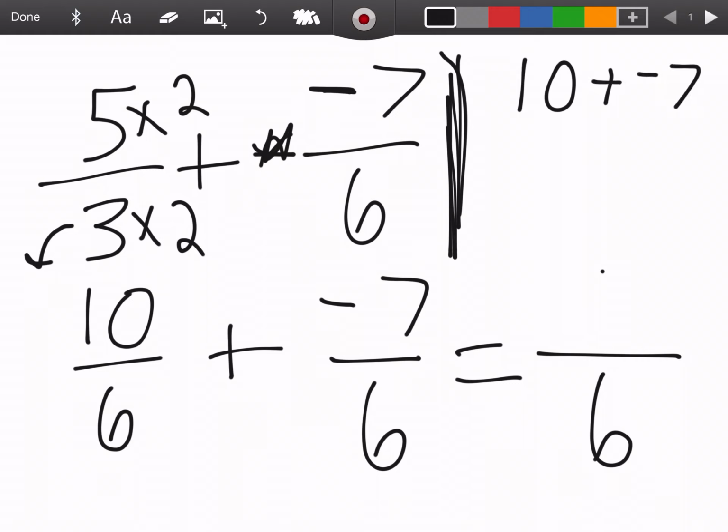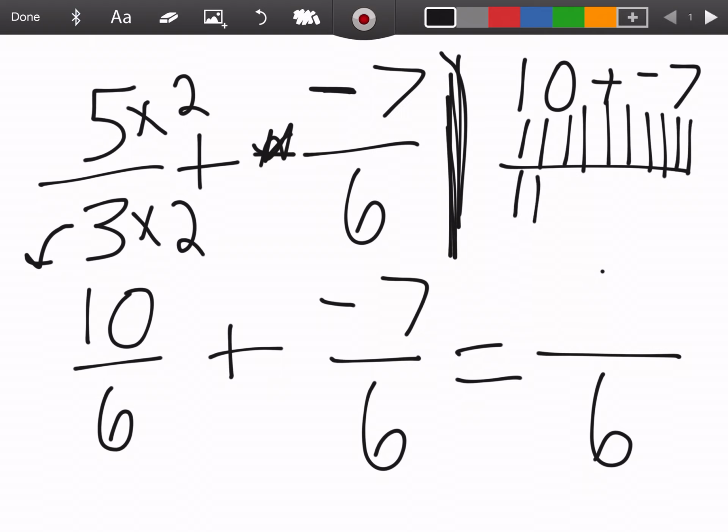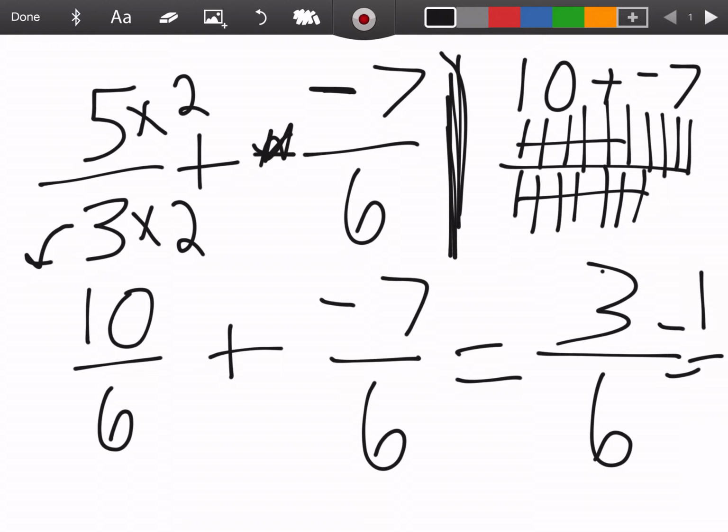And so 10 plus -7, you can either know it right away. You could do tick marks with 10 on top and then 7 on bottom. And you can see that they're all going to cancel out except for 3 of them. So you'd be 3/6. And then 3/6 would reduce to 1/2.